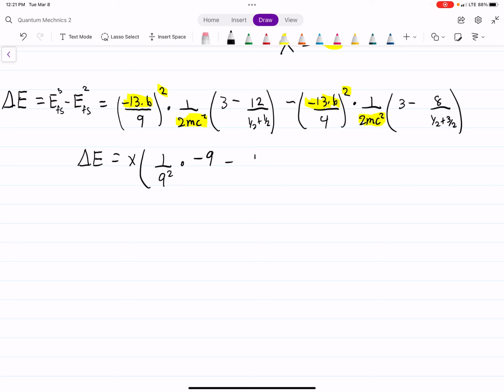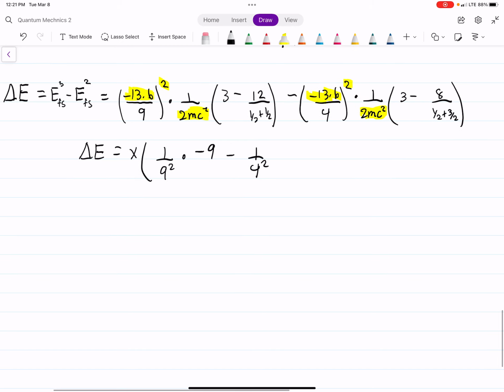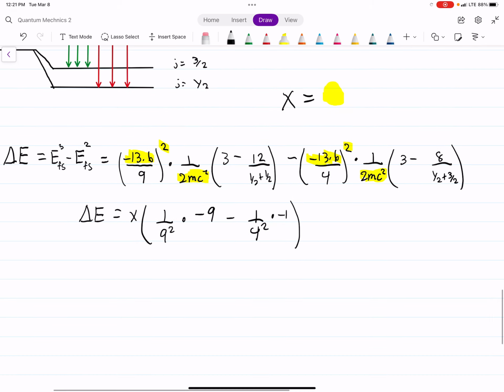And then minus 1 over 4 squared, 3 minus 8, 1/2 is 3/2, which is 4/2, which is 2, so 4, so minus 1. And if you plug in, remember, mc squared is the rest mass energy of an electron. If you plug all that in, you get minus 8.80 times 10 to the negative 6 electron volts. So that's the first one.